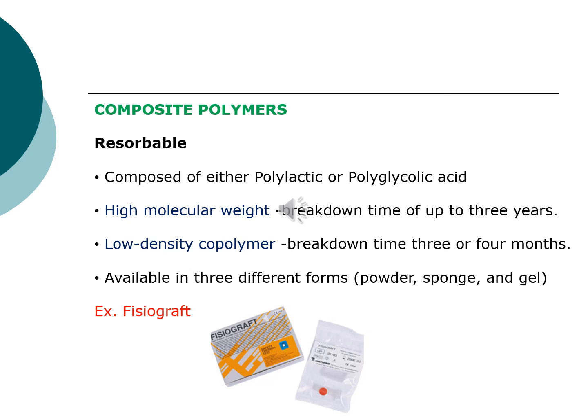The last bone graft to discuss is composite polymers. We have both resorbable and non-resorbable. Non-resorbable we rarely use. The resorbable one is composed of polylactic and polyglycolic acid. High molecular weight compounds don't usually break up and remain at the site of placement for more than 3 years. The low density copolymers start breaking down in around 3 to 4 months. They are available in the form of powder, sponges, or gel. One such example is Fisiograft.